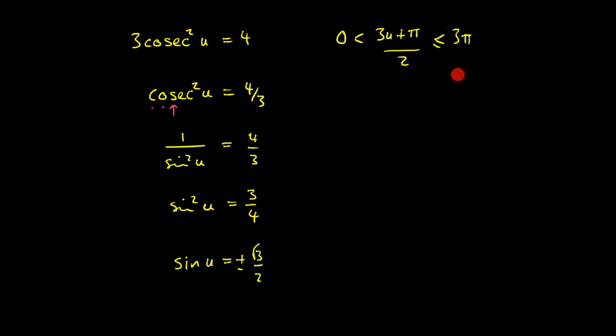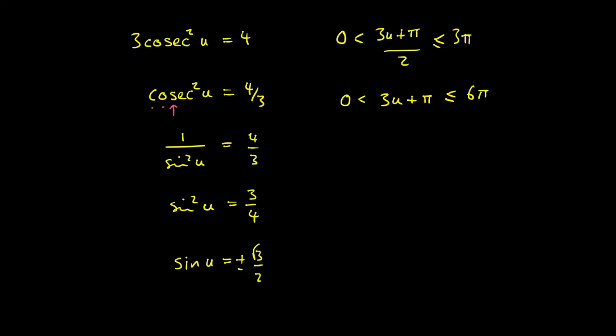So we need to rearrange this so we know what values of u that we want. So the way I'm going to do that is I'm going to take this inequality and I'm going to multiply all through by 2. So 0 times by 2 is 0. And then this will be 3u plus pi. And then 3 pi times by 2 is 6 pi. Now, beg your pardon. That thing there should not be less than or equal to or greater than or equal to. Let's get rid of that. That should just be that symbol.